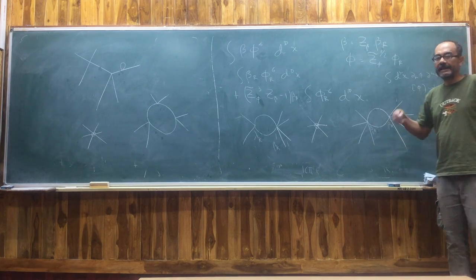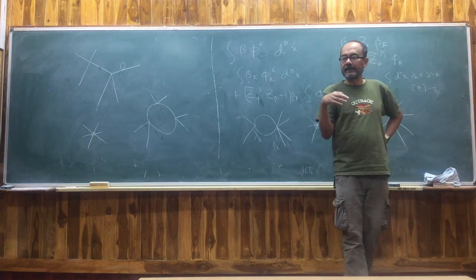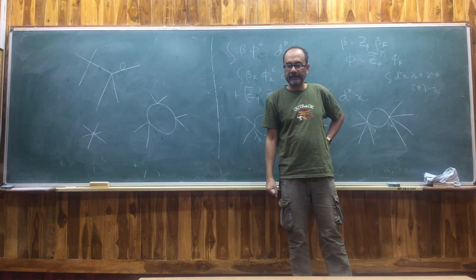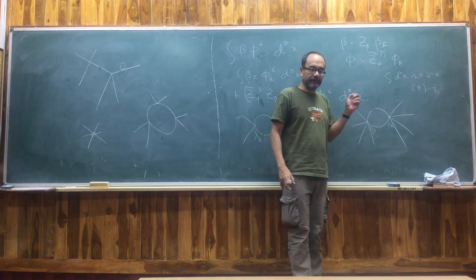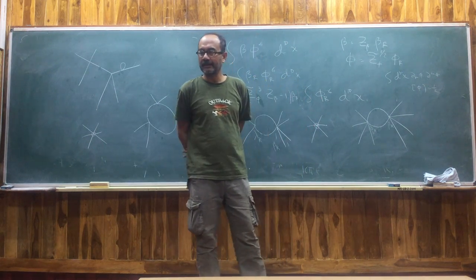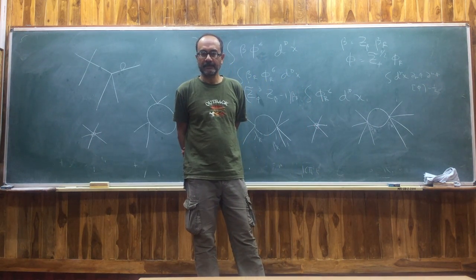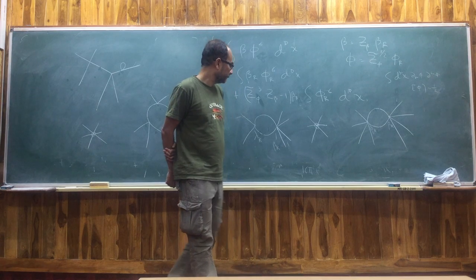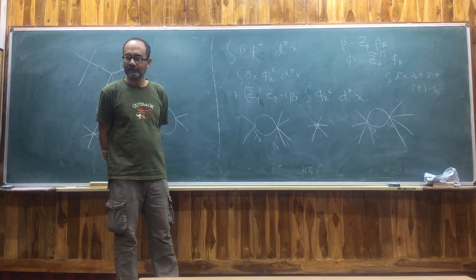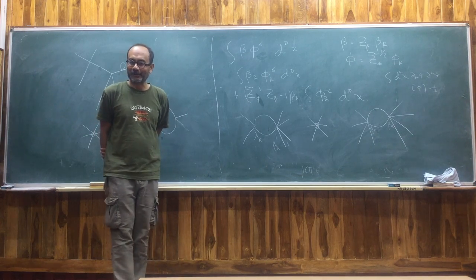No. It's d cube k over k square whole square, right? So dk over k square. That's the kind of integral you are getting, right? So if you want to go to phi 6, right? In 3 dimensions, you are okay.